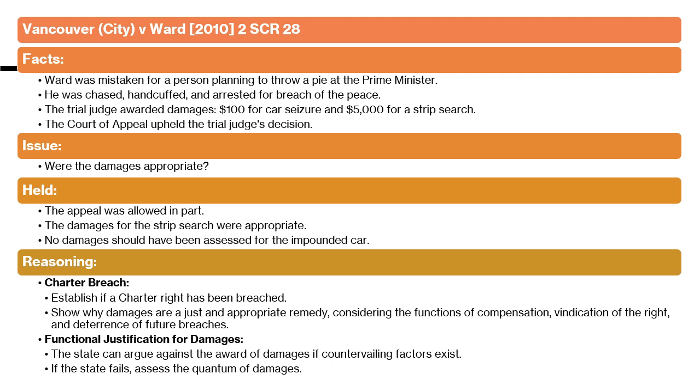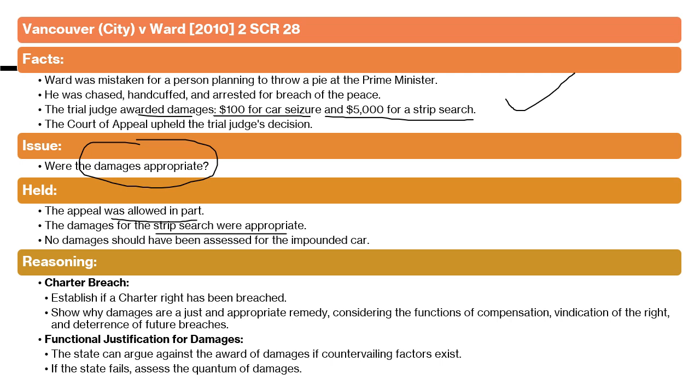Then next was Vancouver City versus Ward. Ward was mistaken for a person planning to throw a pie at the Prime Minister. He was chased, handcuffed, and arrested for breach. The trial judge awarded damages of $100 for the car seizure and $5,000 for the strip search. The Court of Appeal upheld the trial judge's decision. The issue was: were the remedies provided to this person appropriate? So the appeal was allowed in part.